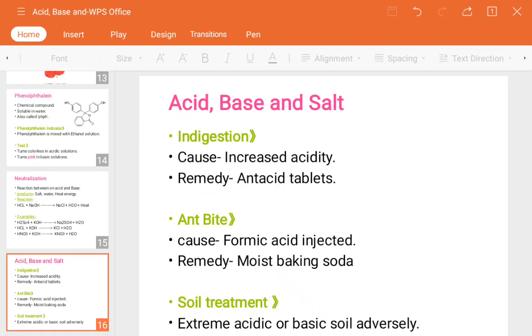Next, acid, base and salt in daily life. You can see them in daily life, for example, indigestion. Indigestion happens when there is an increase in acidity in our stomach. Suppose you have eaten some oily or fast food. On that day you will feel unfit and a burning sensation, along with stomach ache and discomfort.